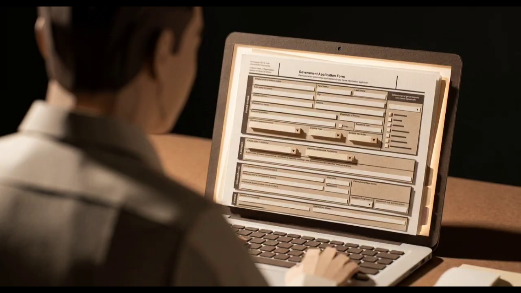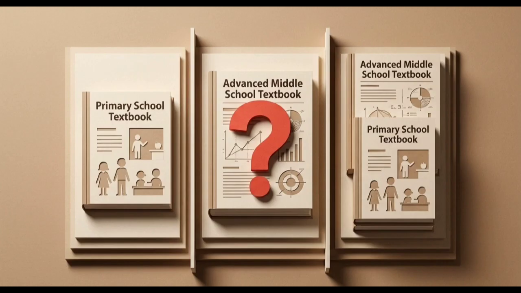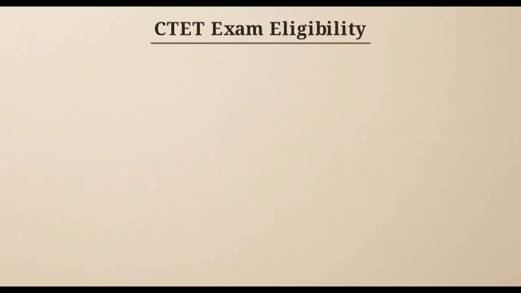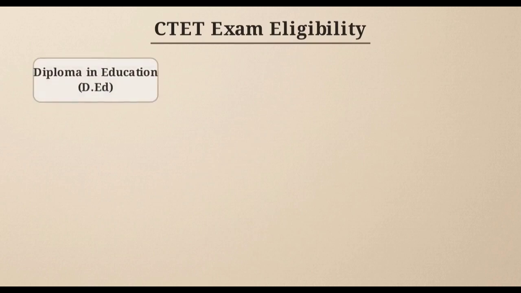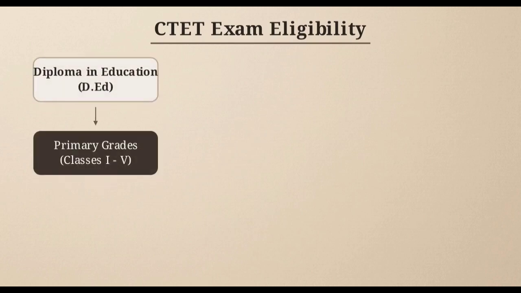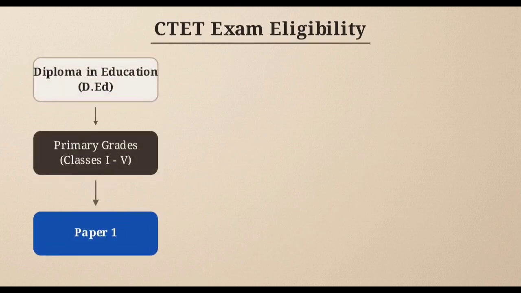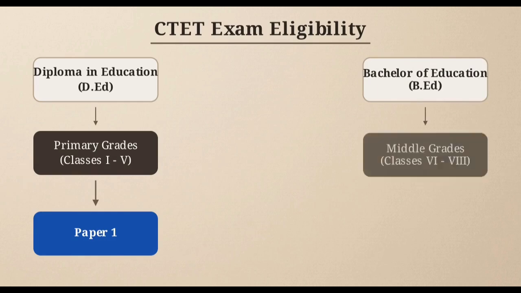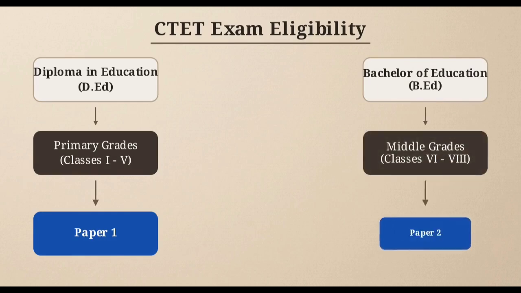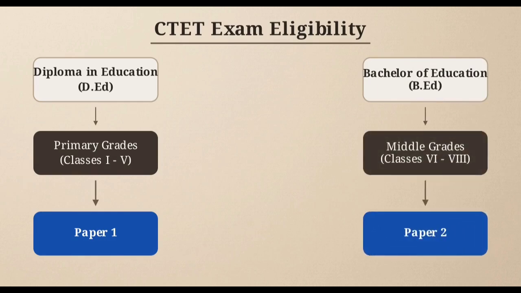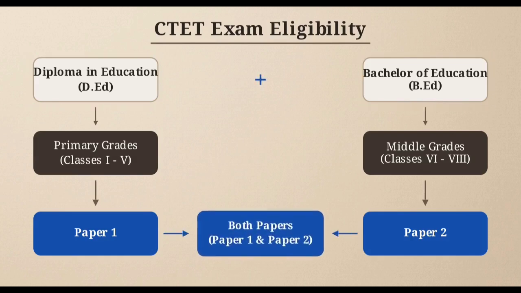exam room. The very first major choice you have to make on your application is figuring out which paper to write. Paper 1, Paper 2, or both. Let's look at this flowchart. With a Diploma in Education, DEd, to teach primary grades 1 through 5, you select Paper 1. With a Bachelor of Education, BEd, to teach middle school grades 6 through 8, you select Paper 2. If qualified for both, you can choose to write both papers to maximize your options.